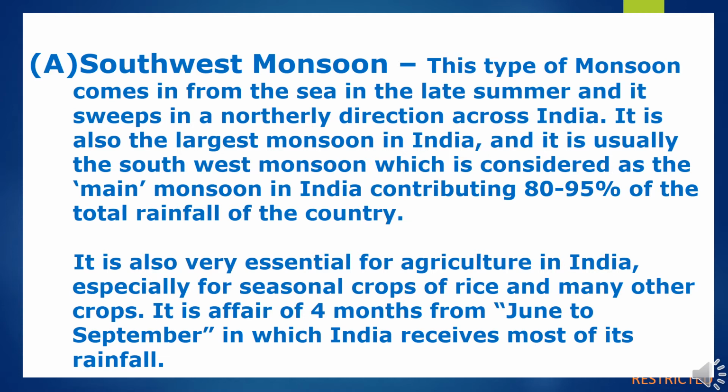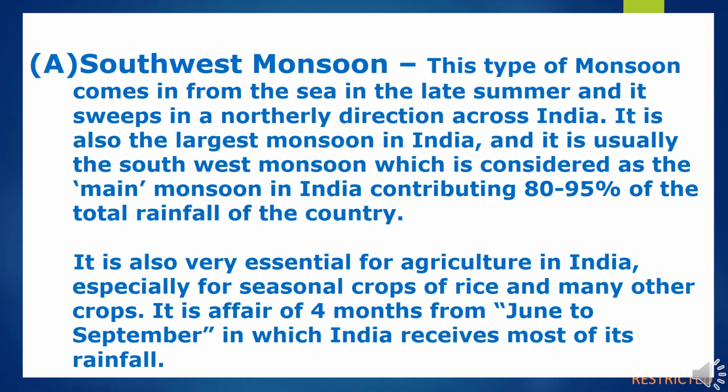First one is the southwest monsoon. This type of monsoon comes in from the sea in the late summer and it sweeps in a northerly direction across India. It is also the largest monsoon in India, and it is usually the southwest monsoon which is considered the main monsoon season in India, contributing 80 to 95% of the total rainfall of the country. It is also very essential for agriculture in India, especially for seasonal crops of rice and many other crops.